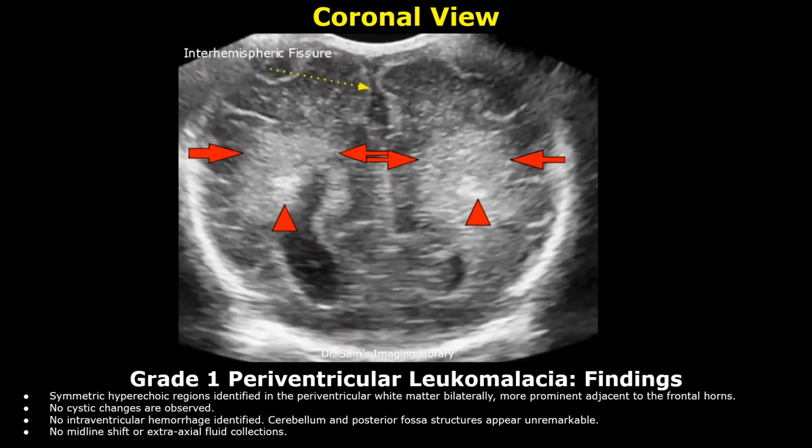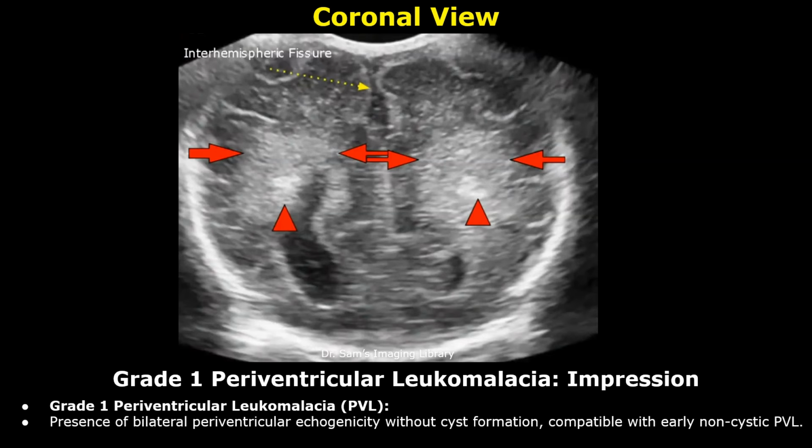No intraventricular hemorrhage identified. Cerebellum and posterior fossa structures appear unremarkable. No midline shift or extraaxial fluid collections. Impression: Grade 1 Periventricular Leukomalacia. Presence of bilateral periventricular echogenicity without cyst formation, compatible with early non-cystic PVL.